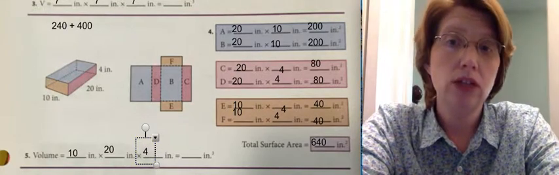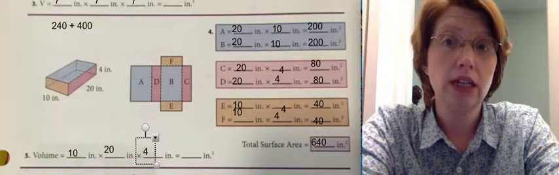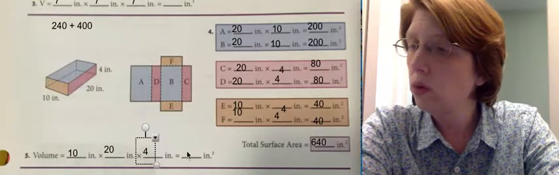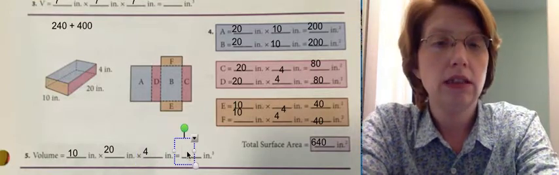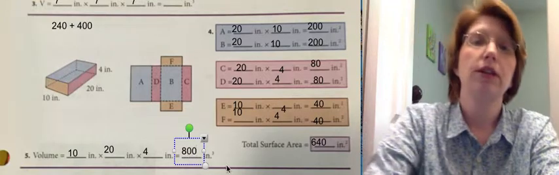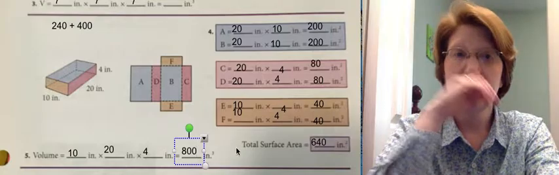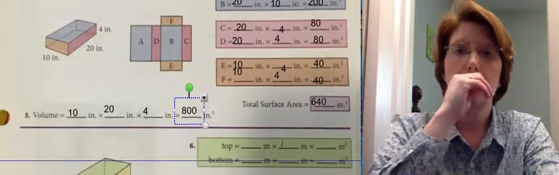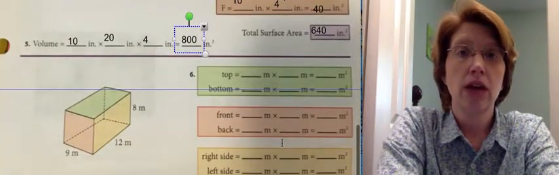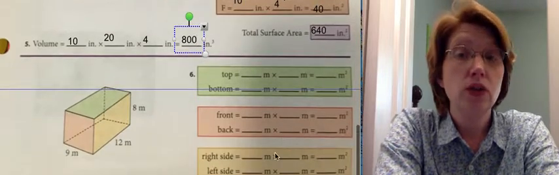I'm going to add those zeros. That's going to be 200. And then 200 times 4 is 800. So the volume is going to be 800. The surface area is 640. Okay? Now we're going to do that again.